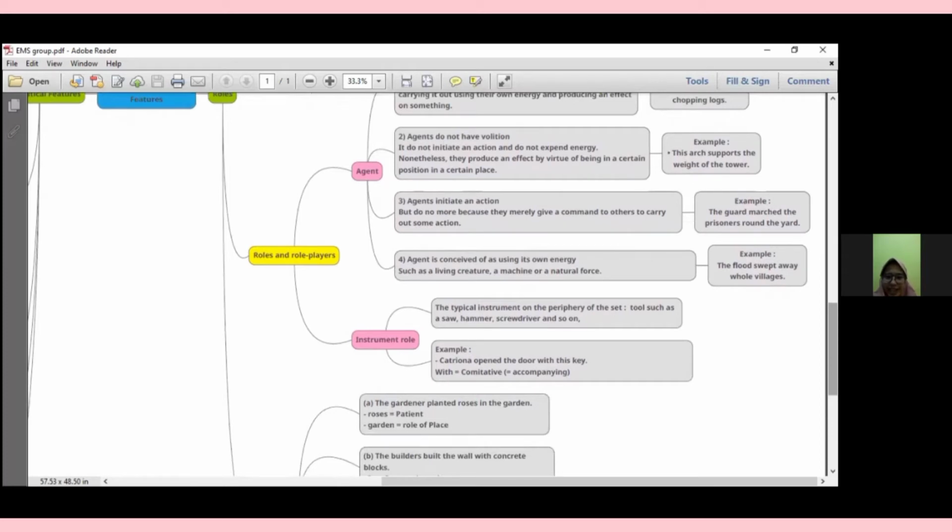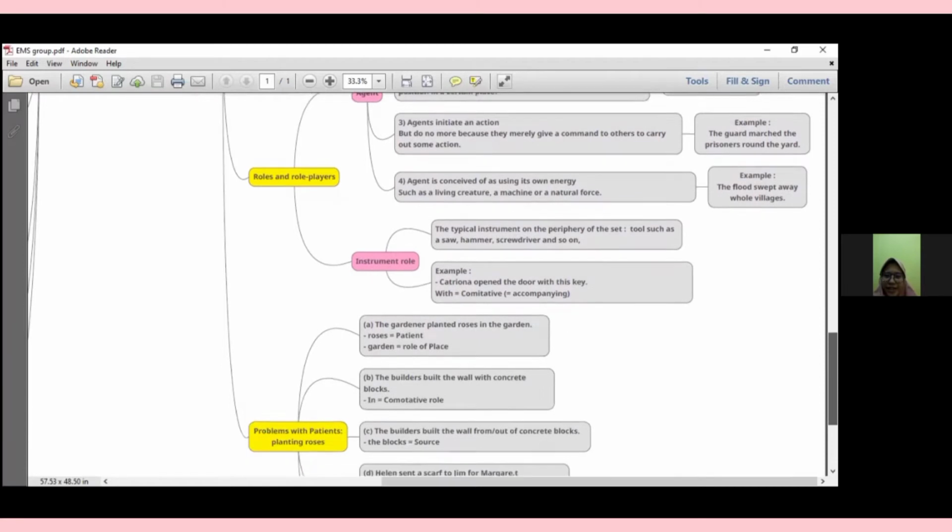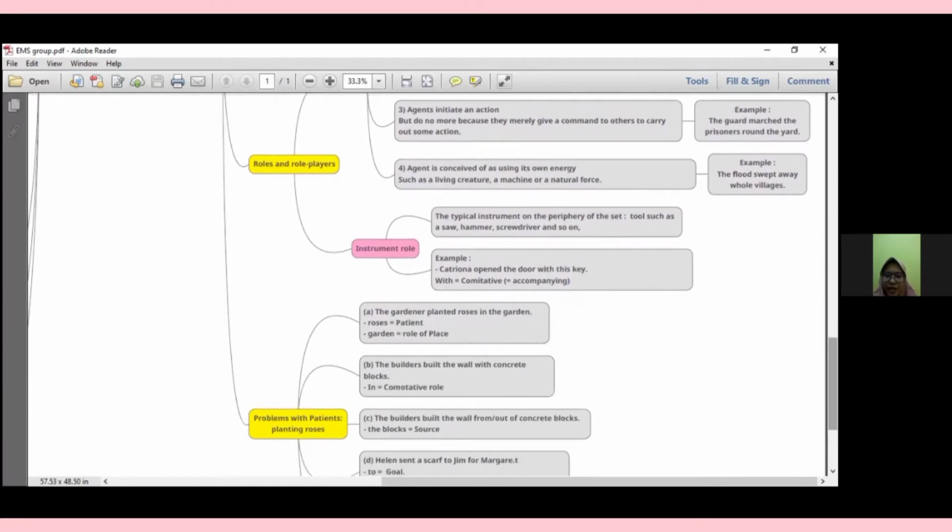And the next is the instrument role. The typical instrument is on the periphery of the set. Tools such as a saw, hammer, screwdriver, and so on. For example, Catriona opened the door with this key. This is a comitative, which means accompanying.